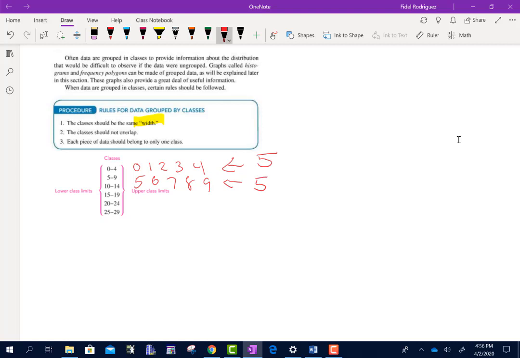The easy way that we can find the class width, if you don't want to write them all out like that, is you can just subtract this number here minus that number there. So 5 minus 0 gives me 5. I could also subtract 9 minus 4, and I'll get 5. So that's what we mean by class width.